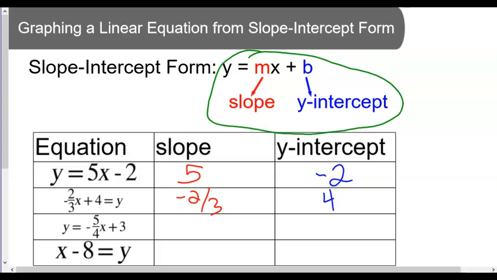How about this third one? The slope is negative 5 over 4, and the y-intercept is positive 3. And the last one? Well, I don't see a number in front of that x, but there's always the understood 1 there. And the y-intercept would be negative 8.